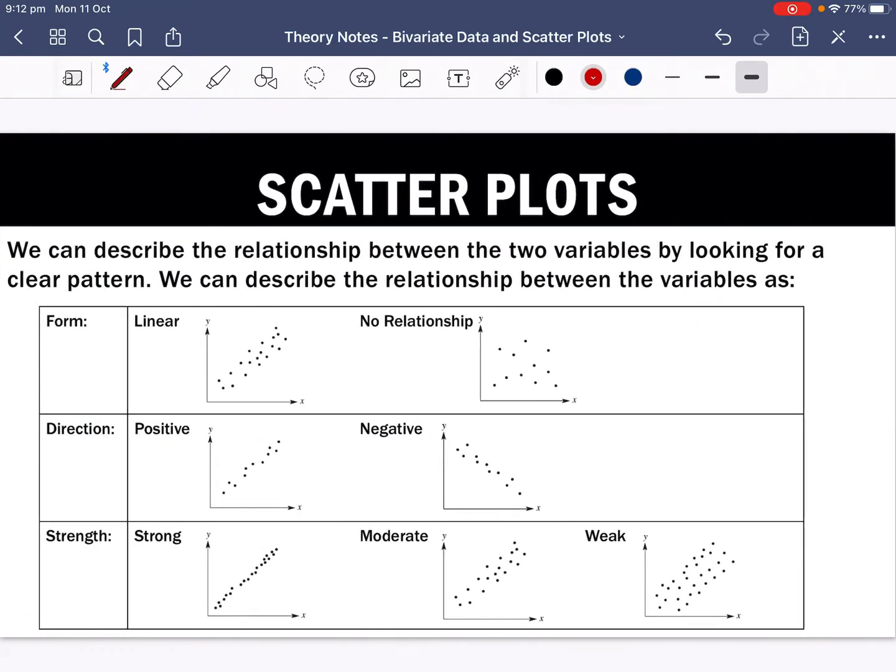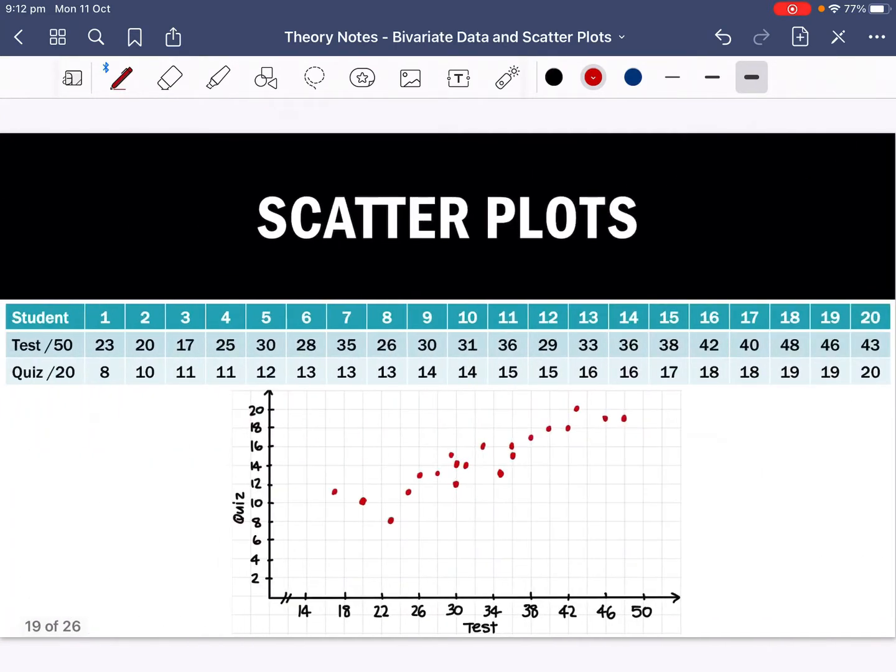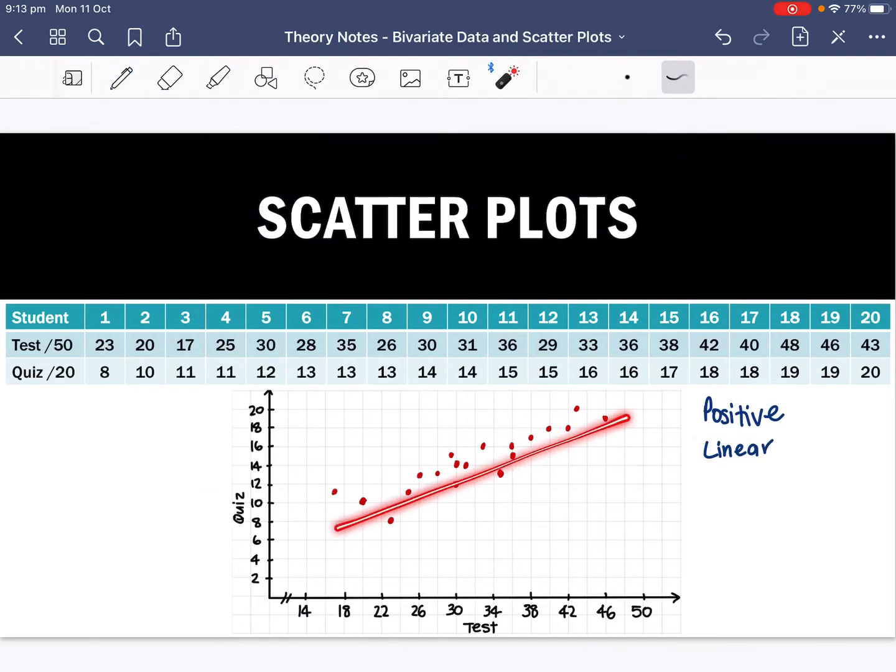We can describe the relationship between the two variables by looking for a clear pattern. We can describe the relationship between the variables as form, direction, and strength. So our form is either linear or there's no relationship, positive or negative direction, and then our strength is strong, moderate, or weak. So if we go back to our scatter plot here, it is in a positive direction. It is linear as we can draw a straight line going through it. And then it is strong because all the data is close together.